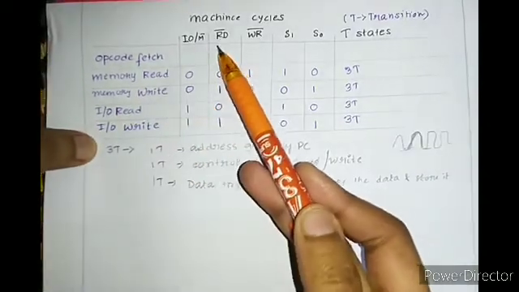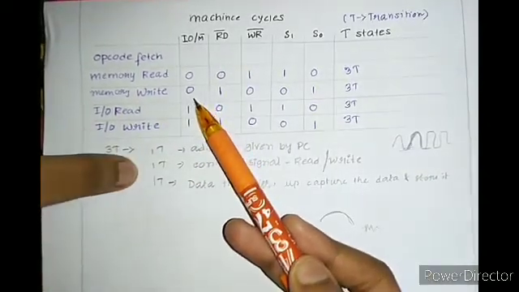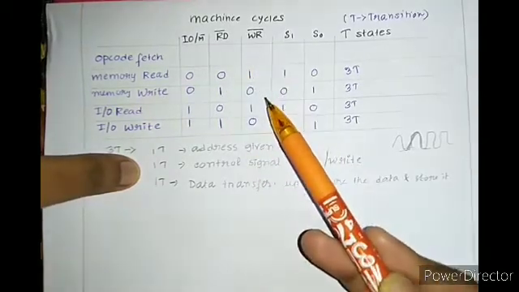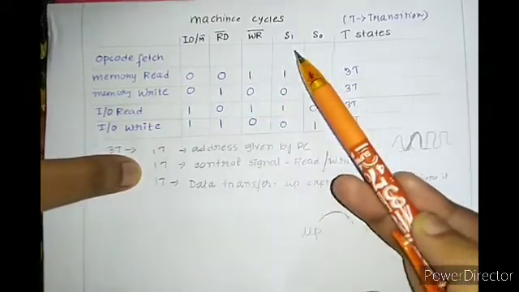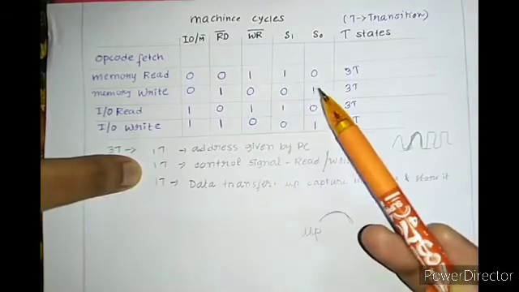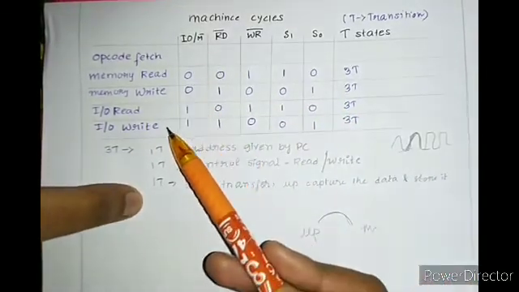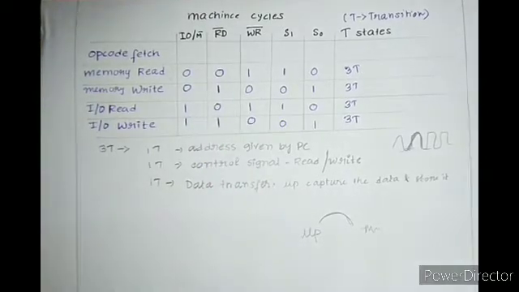Memory write, again a memory operation. This is why it's a 0. Is it a read operation? No, it's a 1. Write operation, yes. For active it's 0. S input, no. S output, yes. The same goes for input read and input write.